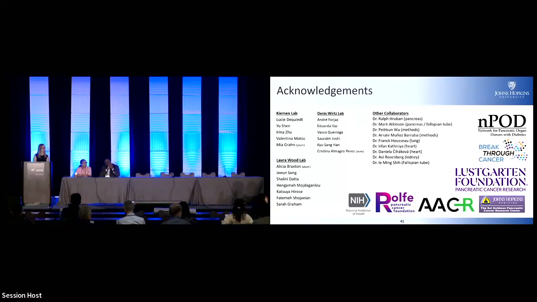The question is, based on what you're seeing and the paper that was presented yesterday from your group about the creeping of the tumors in the ducts, are you changing the way you look at specimens from the operating room? Thanks.